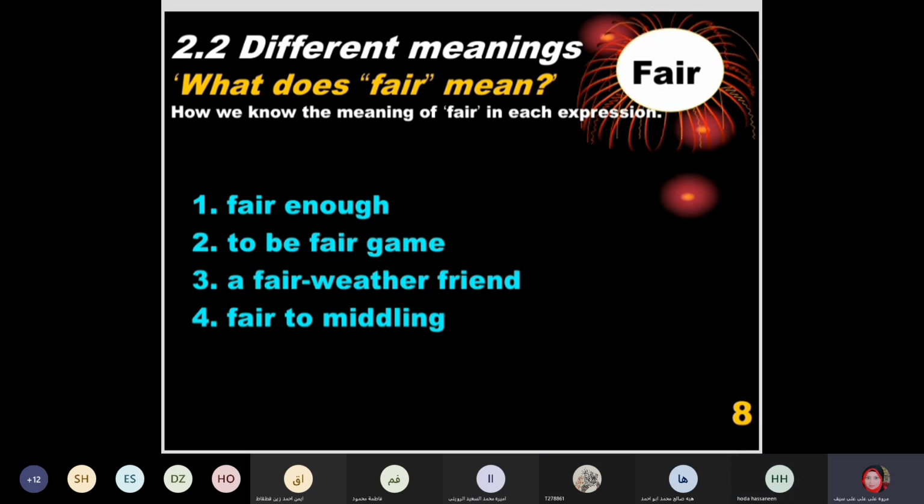You can have a look at page 16 of the module in your booklet, and you will find some clarification. Or you can surf the internet, or if you have a dictionary, you can tell me the exact meaning of the word fair in these expressions. Take your time. Number 1, fair enough. Think a little bit.